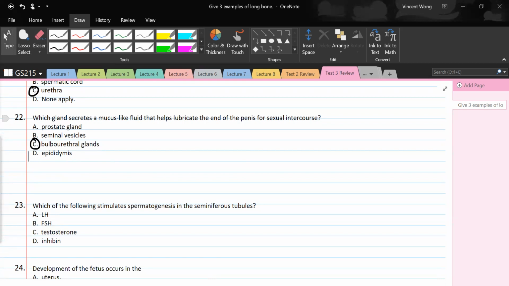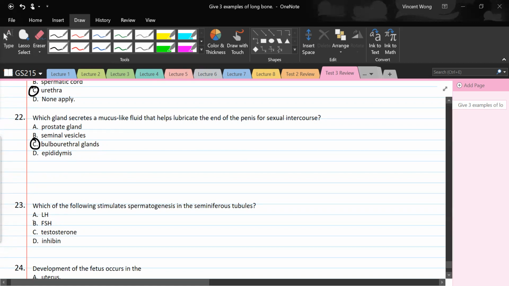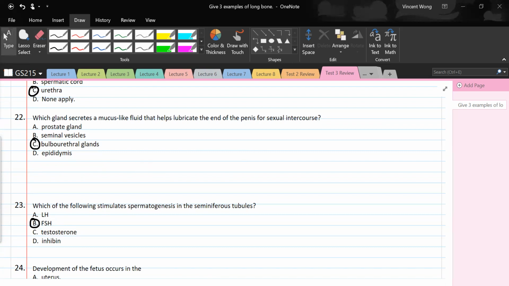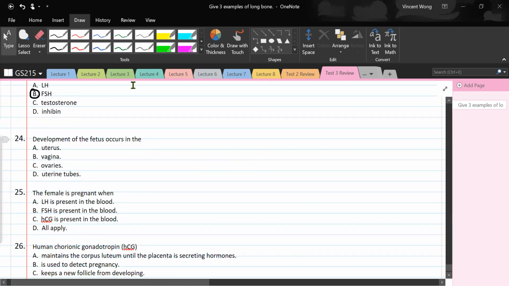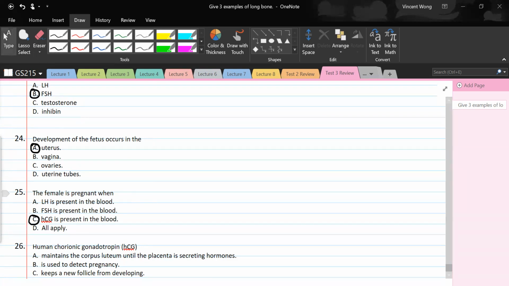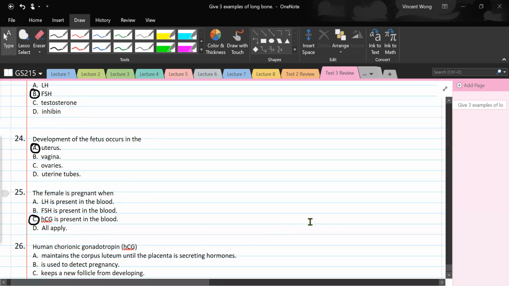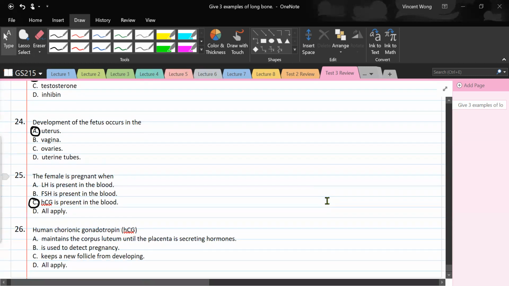Number 23. Which of the following stimulates spermatogenesis in the seminiferous tubule? That would be FSH. Development of fetus occurs in the uterus. The female is pregnant when, okay, so we test for the HCG, right? That's the hormone we test for to see if someone's pregnant.